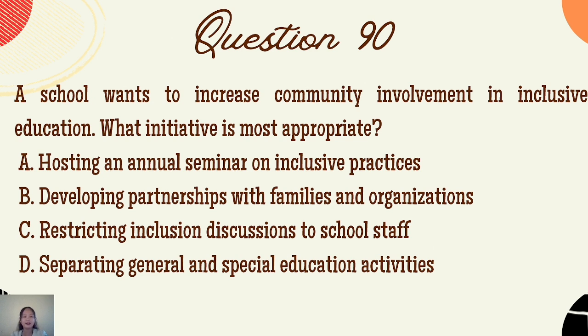Now for the last question, question number 90. A school wants to increase community involvement in inclusive education. What initiative is most appropriate? So what do you think is the correct answer? The correct answer for question number 90 is letter B, developing partnerships with families and organizations.